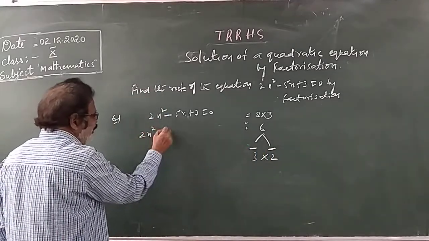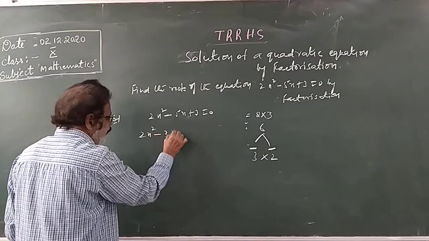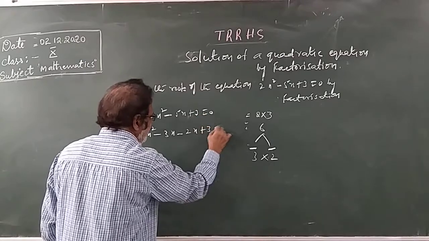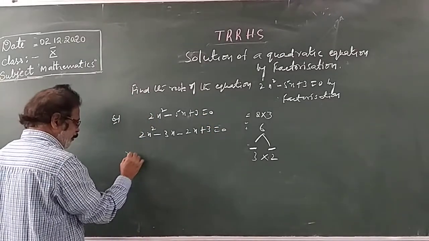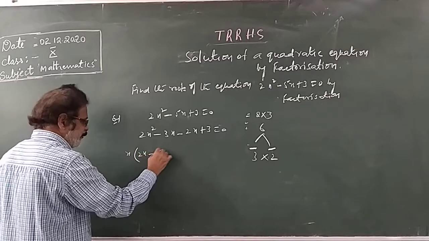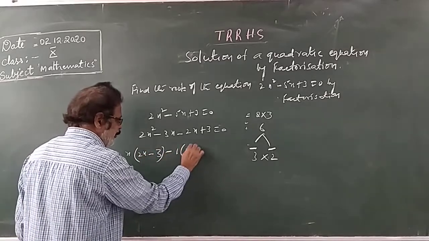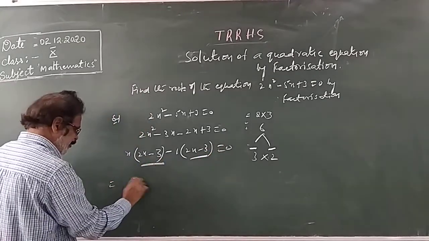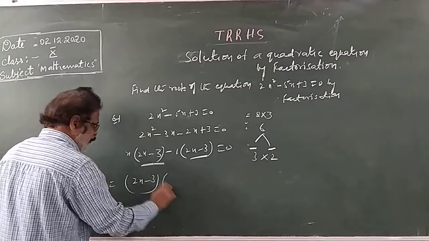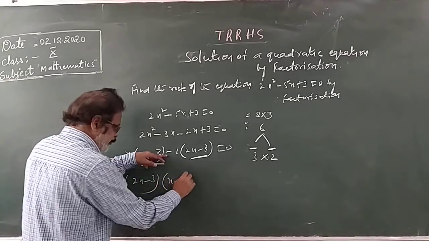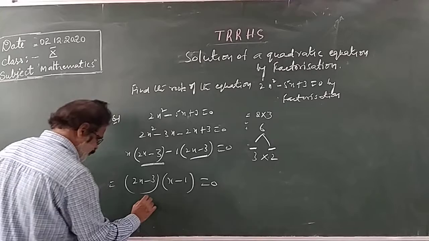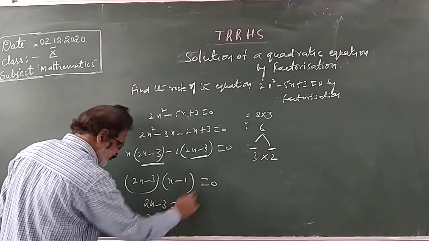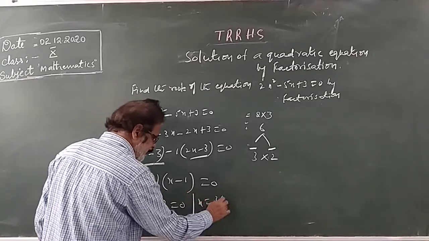Now, in 2x square, instead of minus 5x, write minus 3x minus 2x, plus 3 equal to 0. Take x common: x(2x minus 3). Take minus 1 common: minus 1(2x minus 3). 2x minus 3 is common, and the remaining x minus 1 from the other term is equal to 0. So each factor is equal to 0. 2x minus 3 equal to 0, 2x equal to 3, x is equal to 3 by 2.